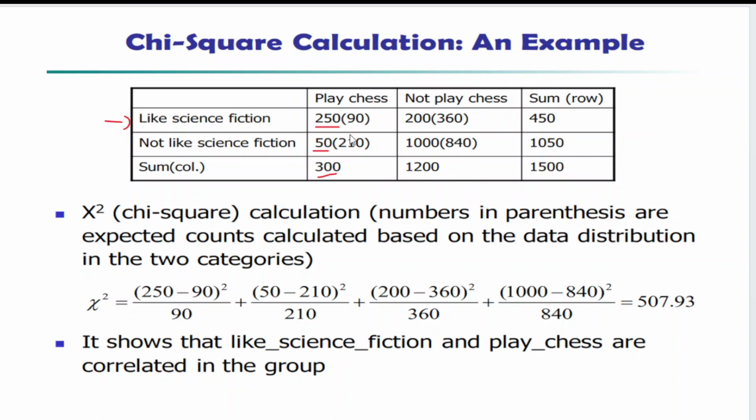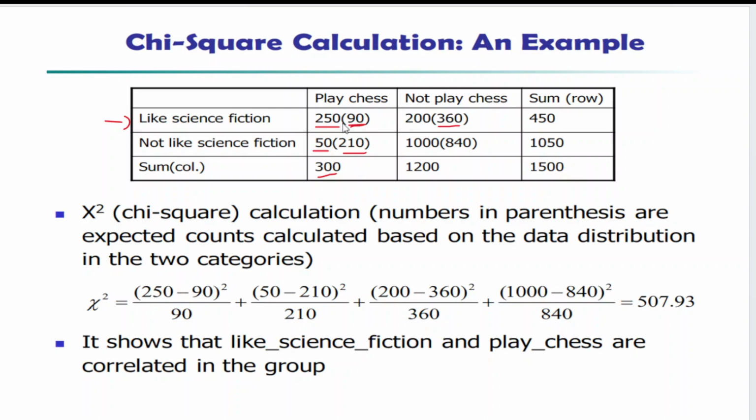But whatever the parenthesis values are there, these are called the expected count. That means this is the expected count of how many people are interested in playing chess and how many people are not interested in science fiction movies and all. So these are called the expected counts here, and this is the actual value here. Then how can the calculation be performed for the chi-square? It means the difference between the observed and the expected values will give you the chi-square test.